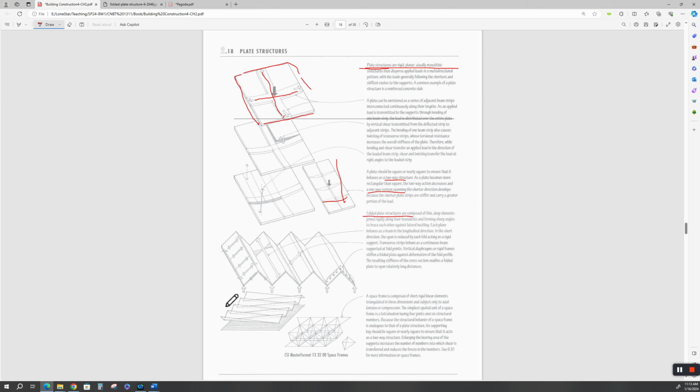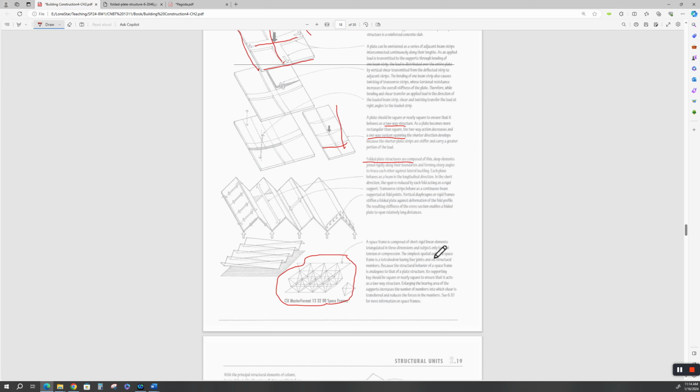Okay, let's go back to the book. Space frame. The space frame is a three-dimensional truss, basically, okay? It's composed of sharp, rigid, linear elements, triangulated in three dimensions, and subject only to axial tension or compression. Axial tension or compression. Will a space frame take moment? Yes, it will take moment. Okay, but all of these elements in here are in tension or compression, acting together in three dimensions. All right.